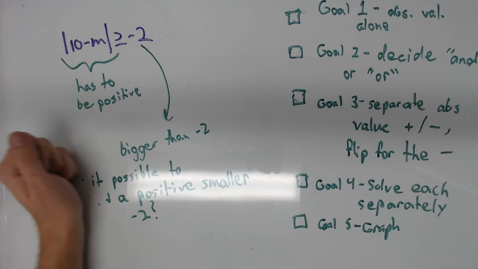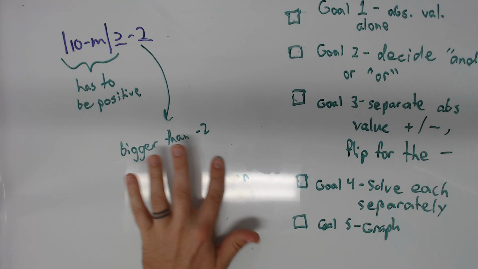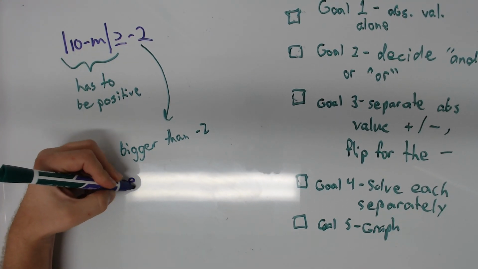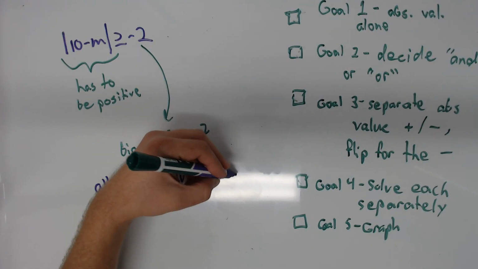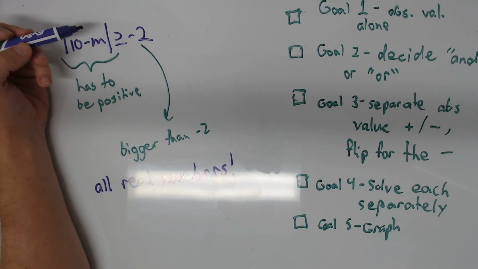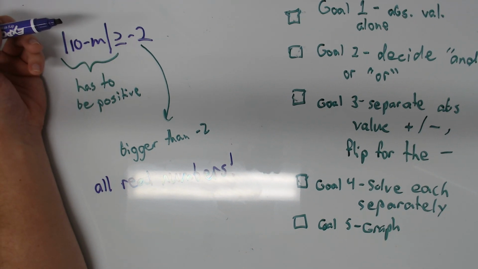What does that kind of sound like to us? Everything is a solution. All real numbers. This is an all real numbers. So if an absolute value is bigger than a negative, that's always going to be true. If an absolute value is smaller than a negative, it's never going to be true. So those are the two situations.